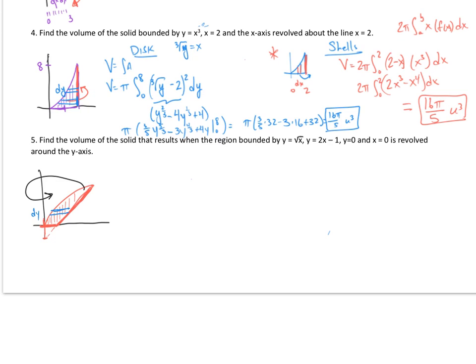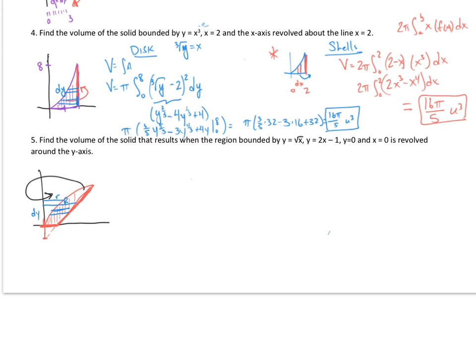Now here we've got two equations, so we're going to have an outer radius, which is our R, and then we're going to have an inner radius, which is that one. So we take the big one, rotate it around, so this larger one is going to get rotated around. Then how do we hollow it out? We take this little one and subtract it out. So we are going to use a washer method in this one.